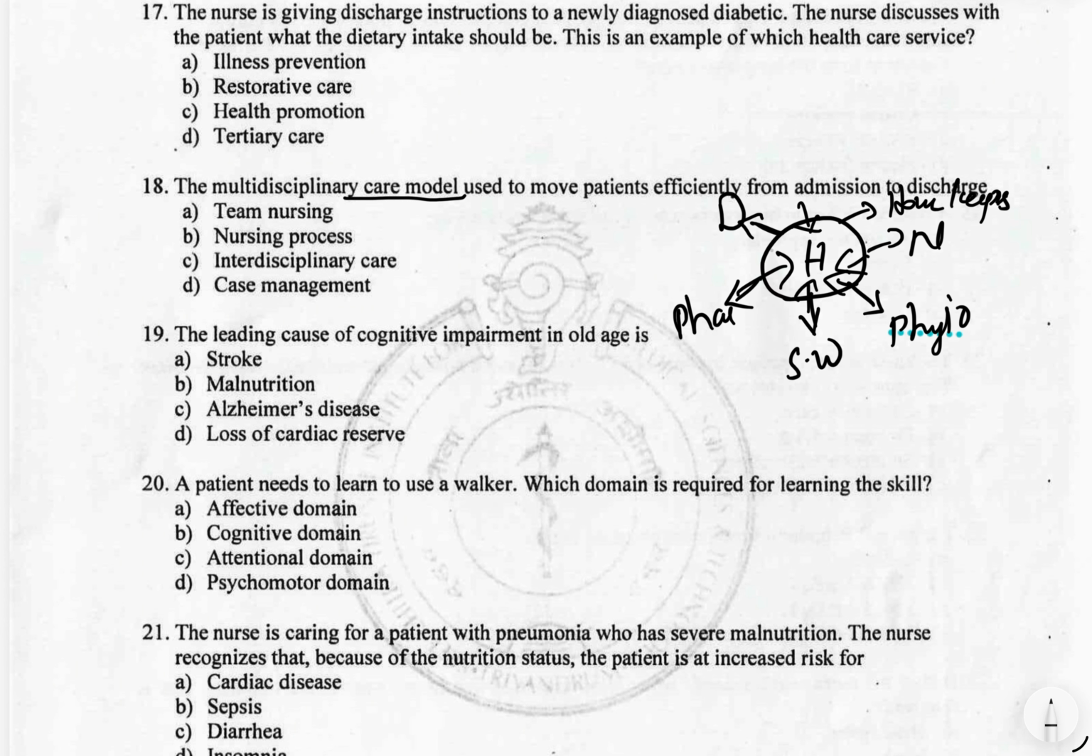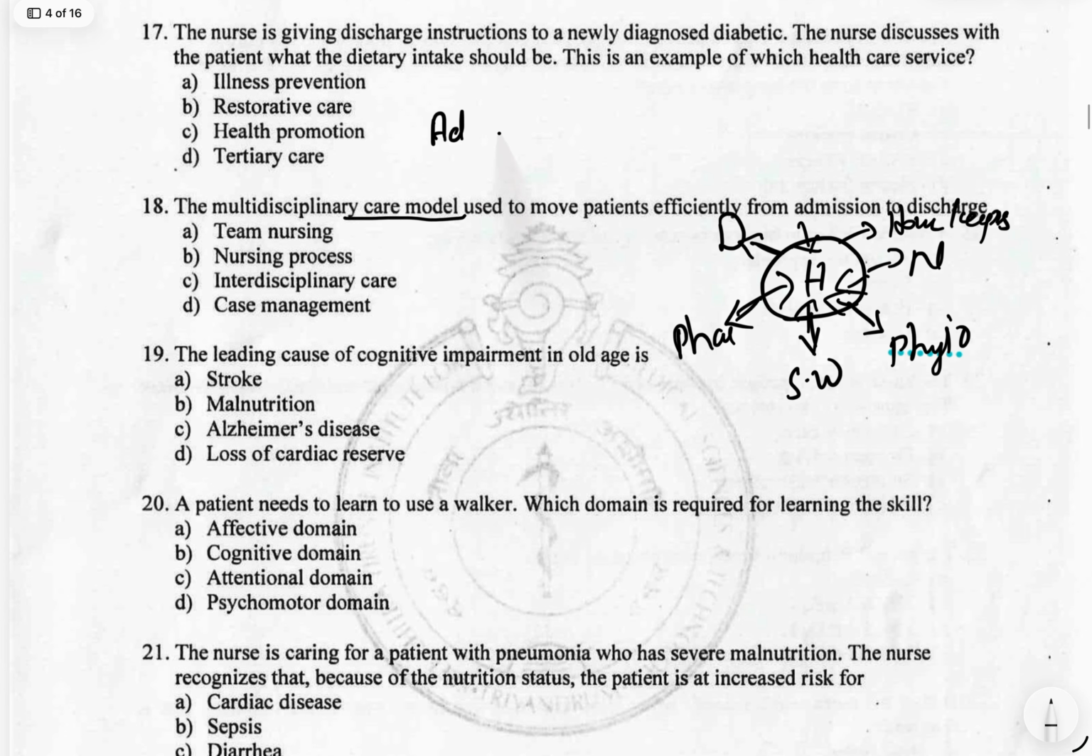In this multidisciplinary care model, we are admitting a patient and moving the patient to discharge. What is this called? Team nursing? No, it is not team nursing, or any nursing, because this is multidisciplinary. It is not just nurses. Okay. Nursing process? Again, no, because nursing is not coming here. It's multidisciplinary. Everybody has their part to put forward. So it is nothing related to nursing.